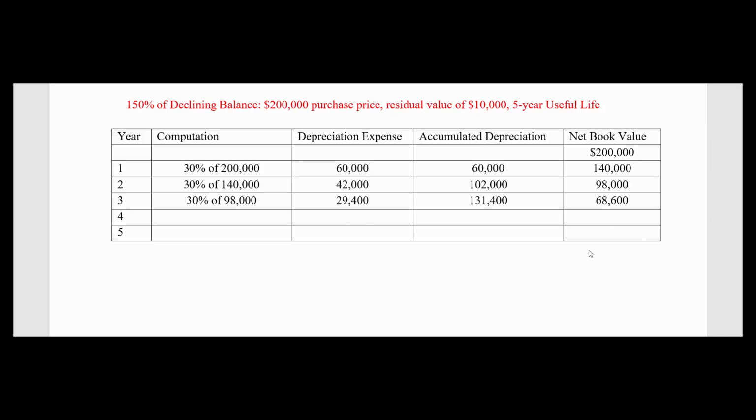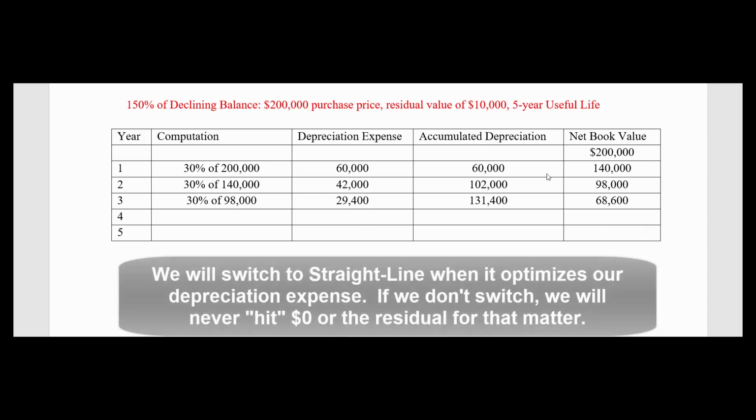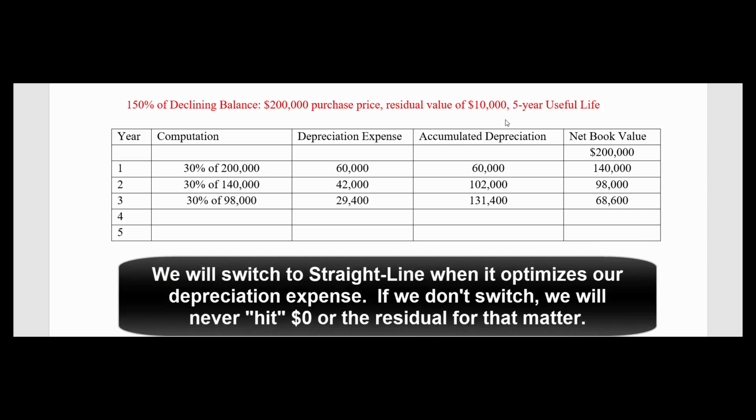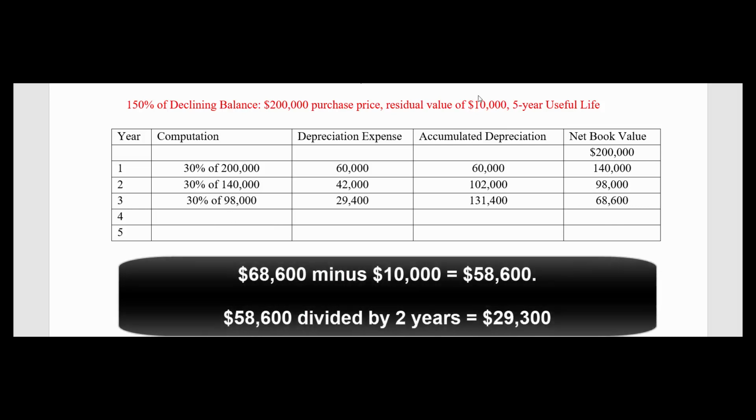gotta be sure that we don't get down to zero here for net book value. We want to hit that $10,000, so we're going to have to switch to straight line. You can switch anywhere you like, but you usually wait till near the end. And so we're going to take 68,000 minus the residual of $10,000 and spread that out over 2 years. So that's $29,300 a year.